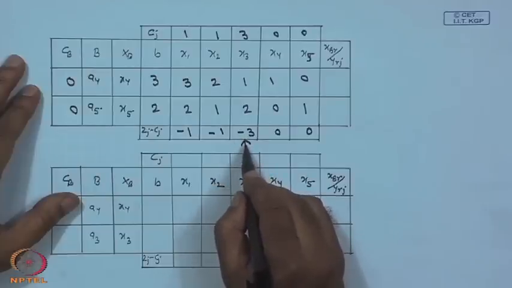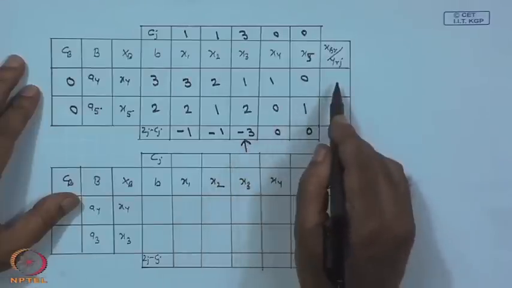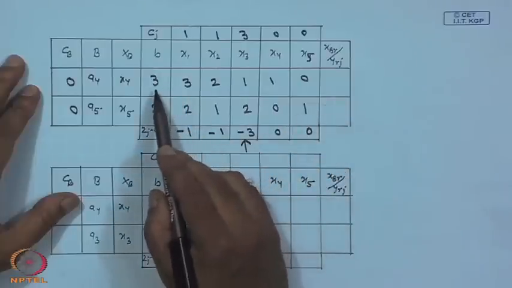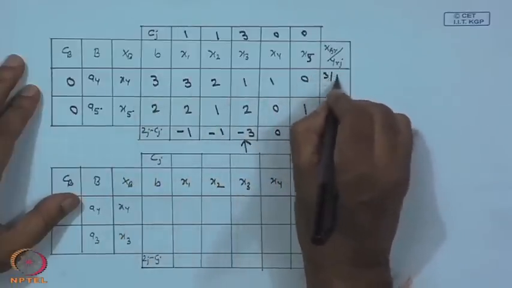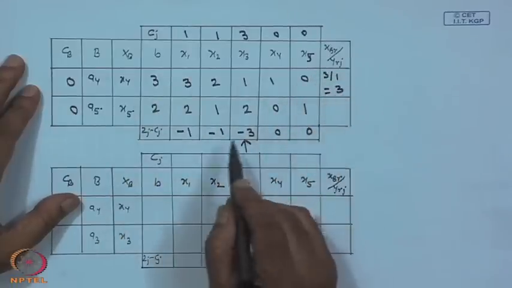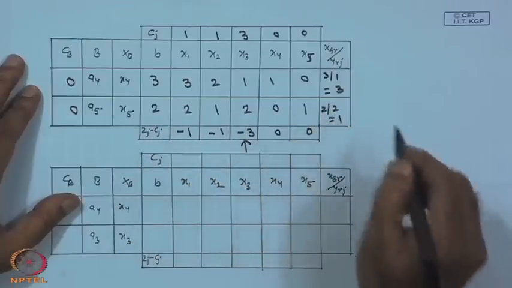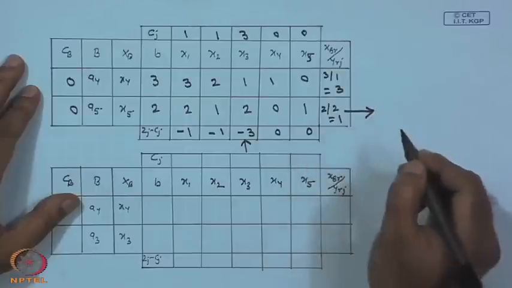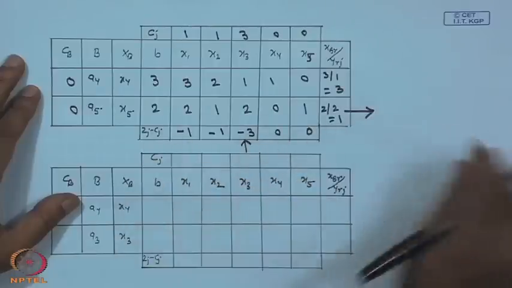So, the entering vector is x3, which we are showing by this arrow. Once we have obtained the entering vector, we have to calculate the ratio to find out the outgoing vector. The ratio is b divided by the x3 column: 3 divided by 1, so it is 3. For the other, 2 divided by 2, which equals 1. So, the minimum one is x5. So, x5 will go out of the basis and x3 will enter the basis. This is the mechanism.